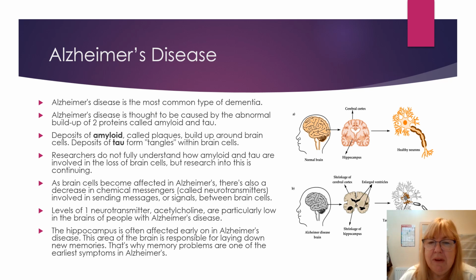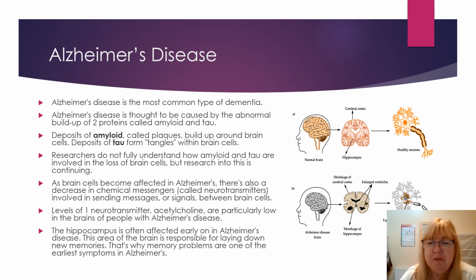So they create little blobs or little plaques which sort of stick and stop the neurons doing their function. And the other deposit is known as tau, which causes little wormy sort of tangles, like little bits of string knotted up, and they form within the brain cells. And both of them clog up and stop the brain cell functioning.